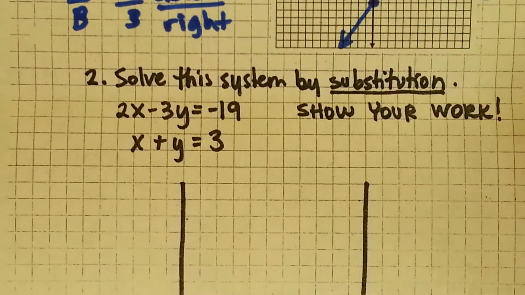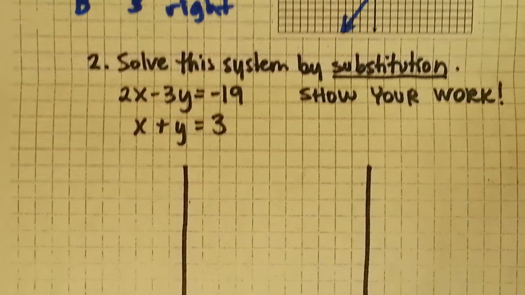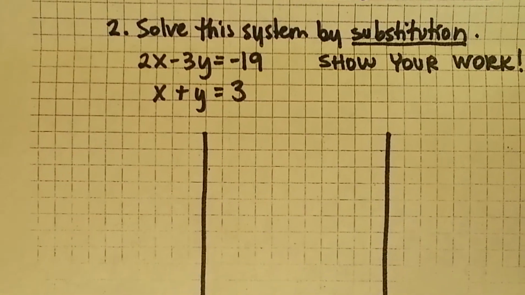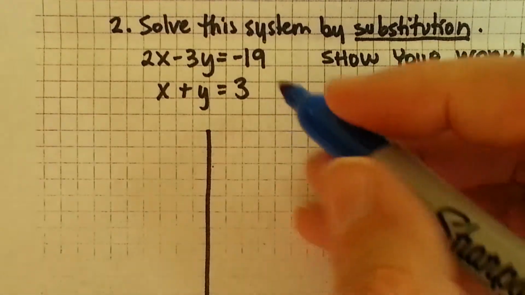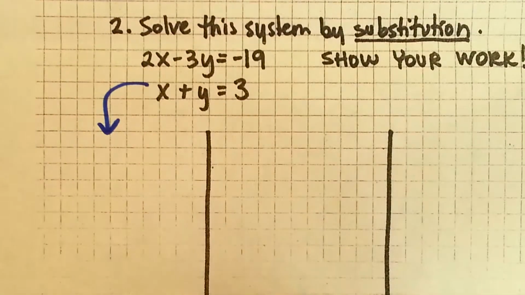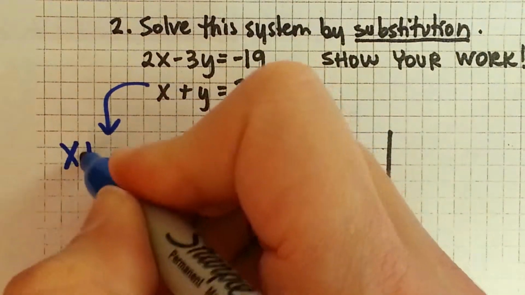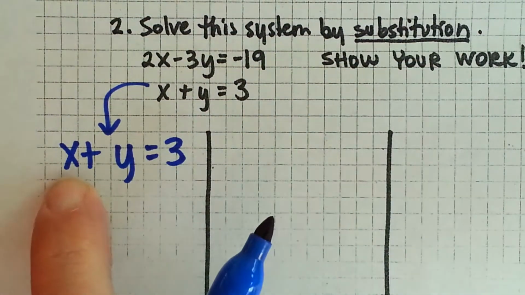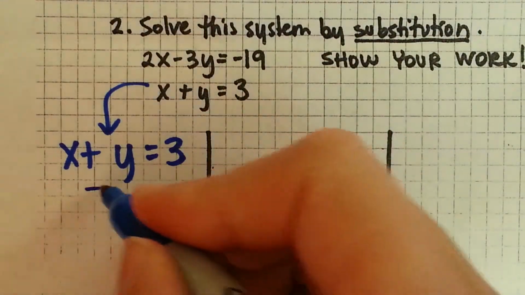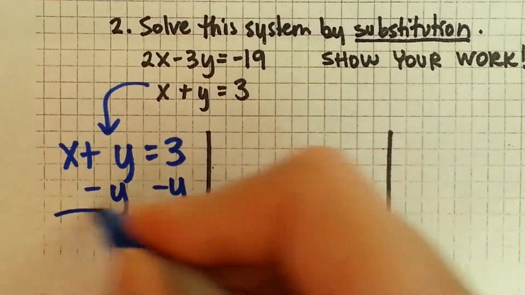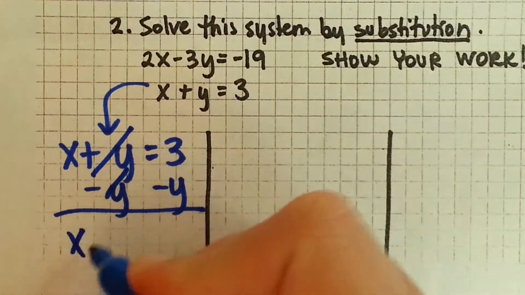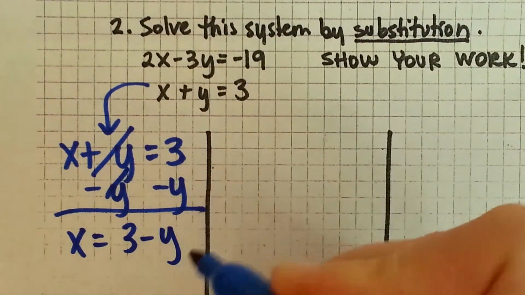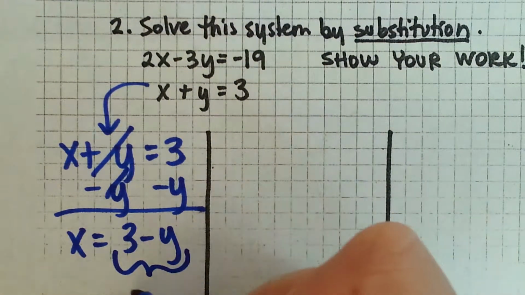For the second part, they want us to solve this system by substitution. So we need to pick which equation looks easiest. The second one to me looks easiest, so I'm going to use it in the first column. I would have x plus y equals 3. I'm going to solve for x, so I have to get rid of the plus y. I'm going to subtract y from both sides. So I have x equals 3 minus y. And this is what I'll use as x's sub.